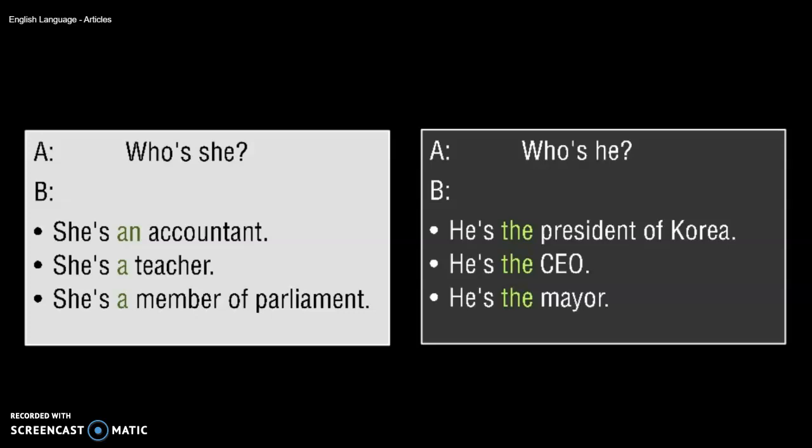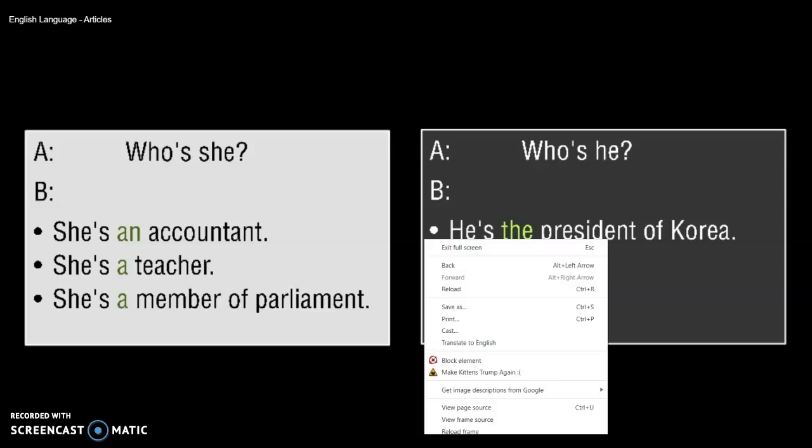Who is she? She's an accountant. She's a teacher. She's a member of parliament. Who is he? He's the president of Korea. He's the CEO. He's the mayor. He's the teacher of the class. We all see that? Good.